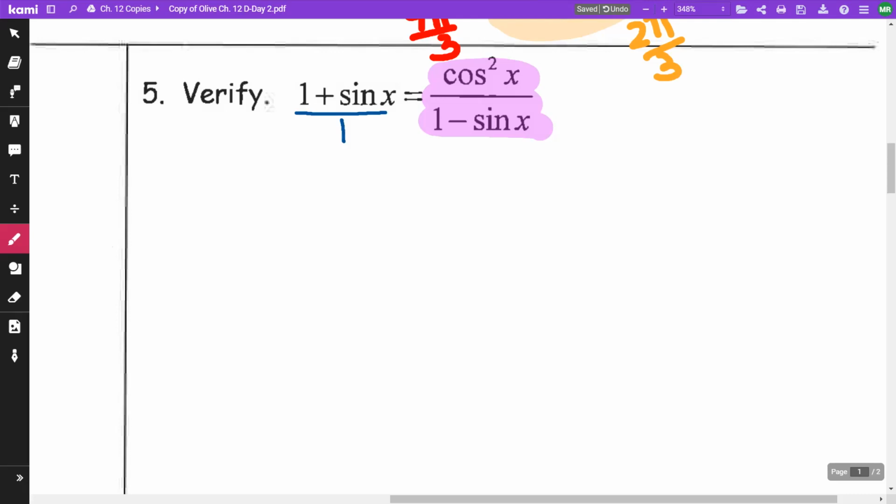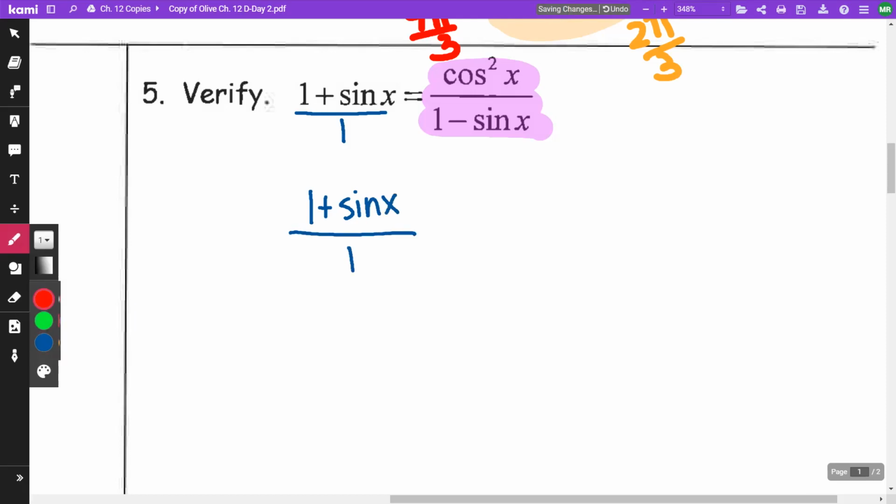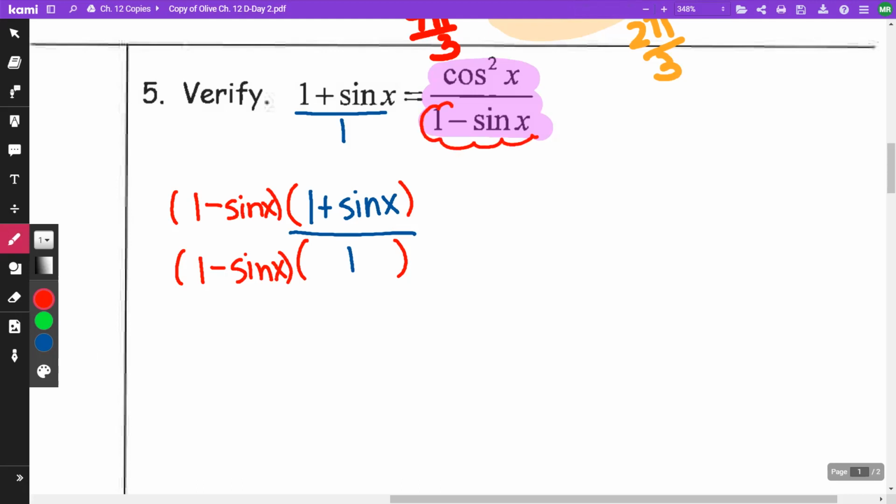And when I do that, I am going to try to get a 1 minus sine x as my denominator. So I'm going to take a 1 plus sine x over 1, and I am going to times top and bottom of this fraction by a 1 minus sine x, because I want to get a 1 minus sine x in my denominator because I have that over here. So that's my goal. And again, this is going to equal cosine squared x over 1 minus sine x.